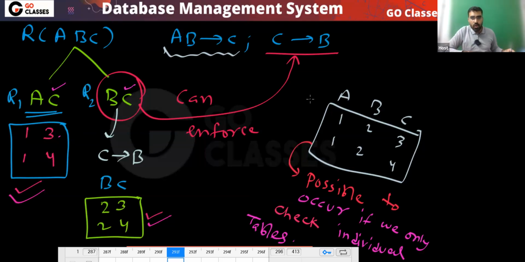Lossless or lossy has nothing to do with dependency preservation, Nikhil. I am talking about dependency preservation, not lossless or lossy. This decomposition is lossless, but I am talking about dependency preservation.